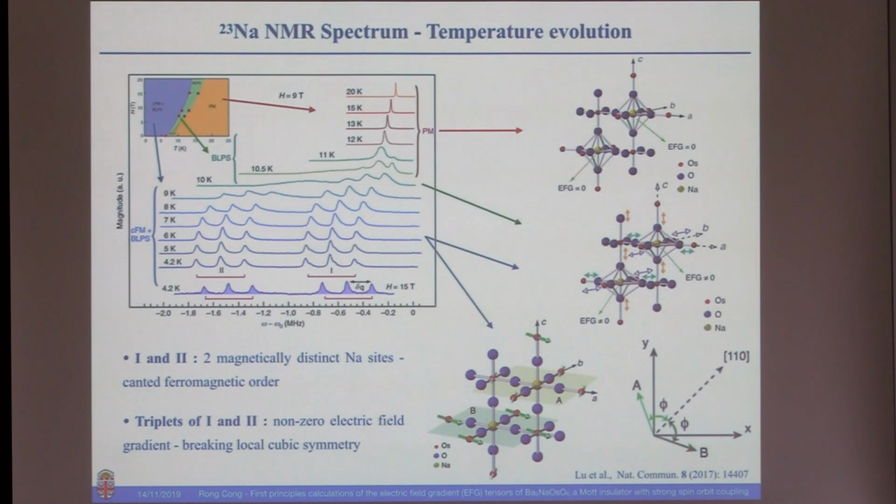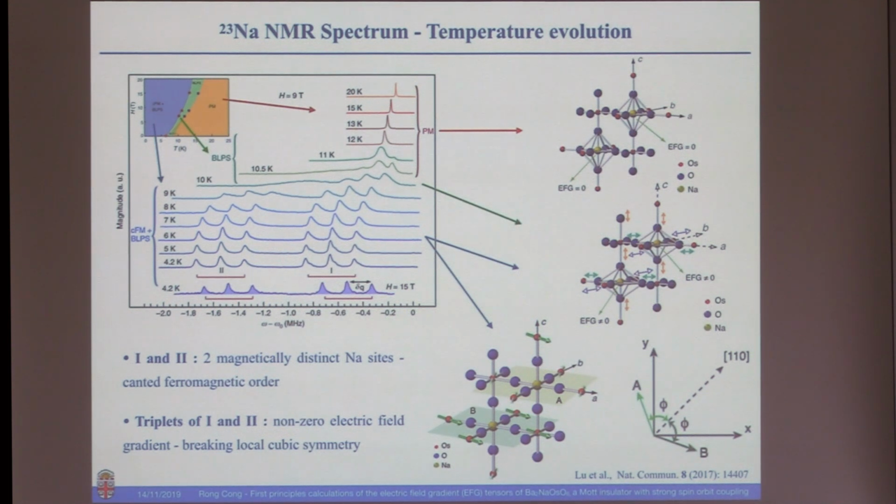So the NMR experiment does see two transitions according to the spectrum. Firstly, there is a development of a non-zero electric field gradient at the sodium site that is revealed by a splitting of a single peak. Then with the lowering of the temperature, there are also two magnetically distinct sites, which after analysis were revealed to be a canted order that is staggered along the 110 axis.